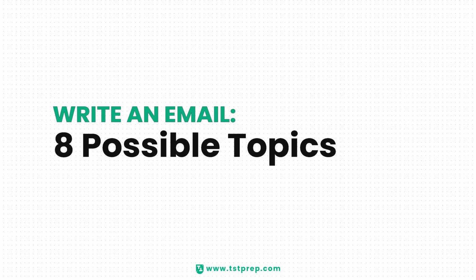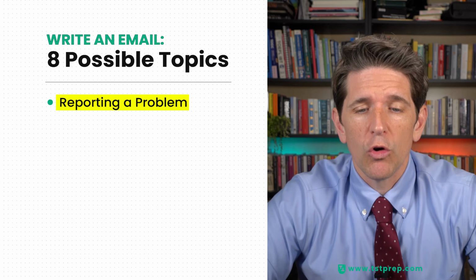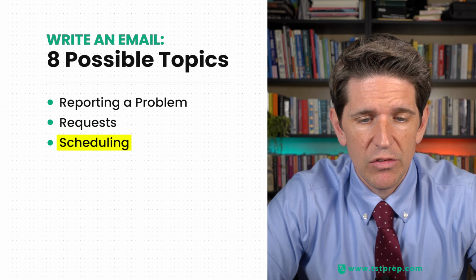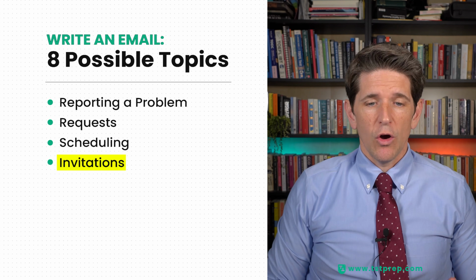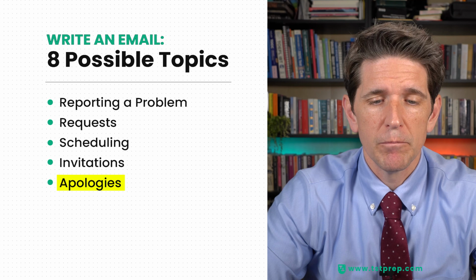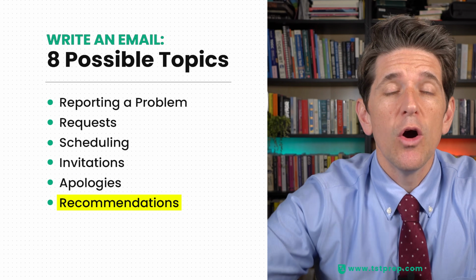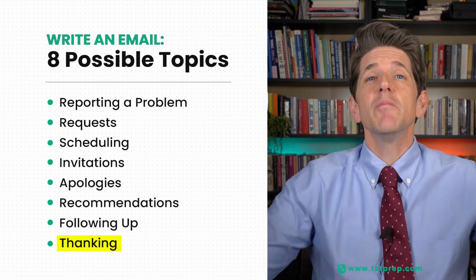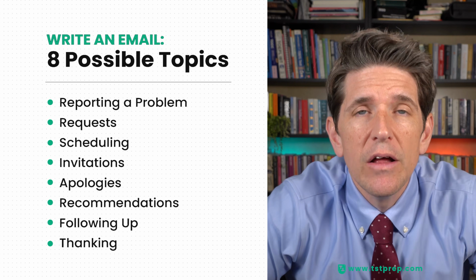It's a pretty simple task, but there are actually a couple different ways they might ask you to write an email. In my research, I found a bunch actually. I found about 8 different ways that you could be asked to write an email. They're all pretty similar, but slightly different. You might have to report a problem, or request information, or schedule or change plans or deadlines. You might have to invite somebody somewhere, or apologize for not being able to make it somewhere. You might have to give a recommendation to somebody or follow up after a meeting that you had, or you just want to say thank you. Or it could be a combination of these things. So there's a lot of different variety to these question types.